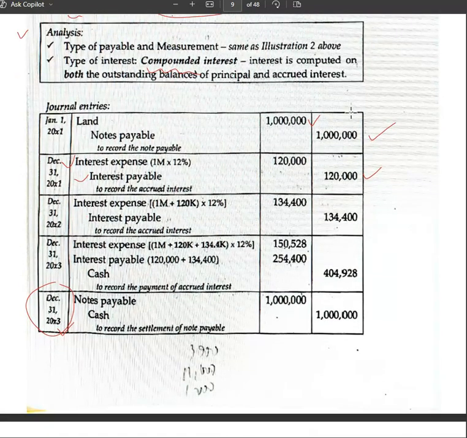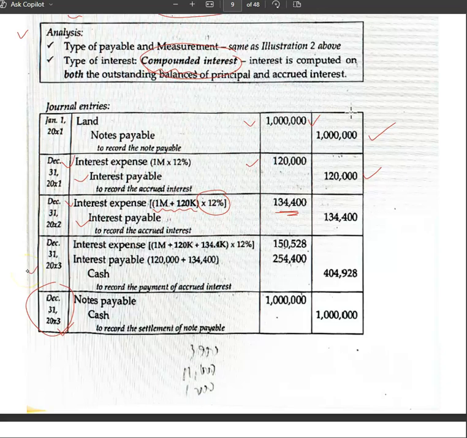On the second year, again, there is no payment: debit interest expense, credit interest payable, but the amount is different because we're using compounded interest. Take note of that. Compounded means that the interest before will generate another interest in the next period. In other words, this 1 million and the new interest on the first year will now be the basis to compute your interest on the second year. That's why the 1 million and the 120,000 were multiplied by 12% to compute the new interest for the second year. So that is 134,400. And that's the same approach for the third year.